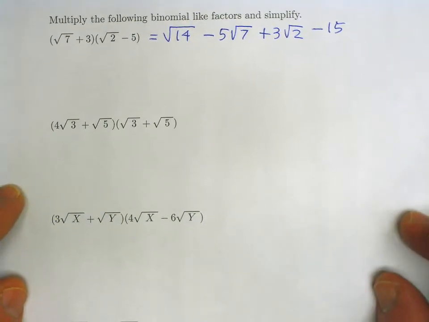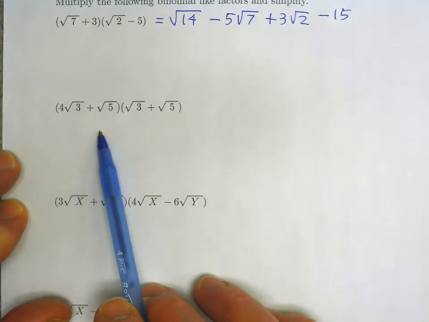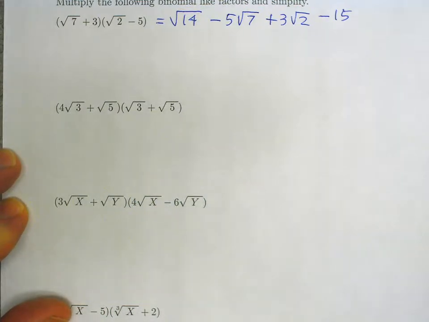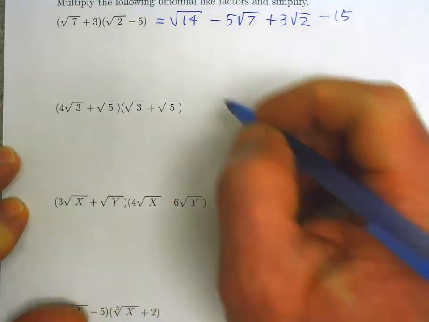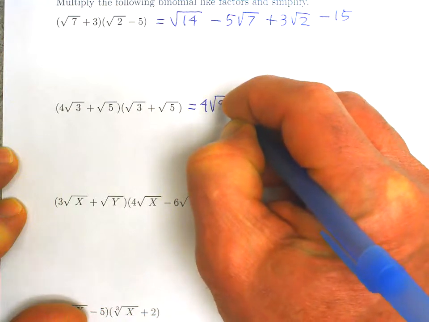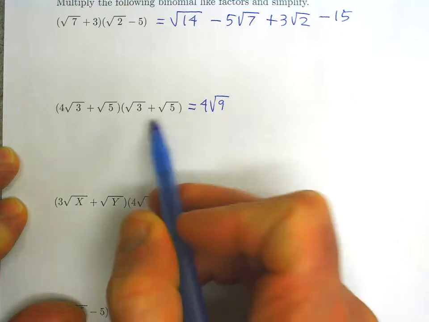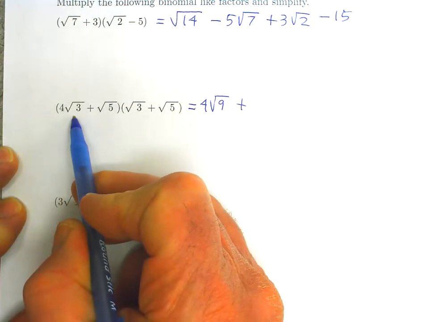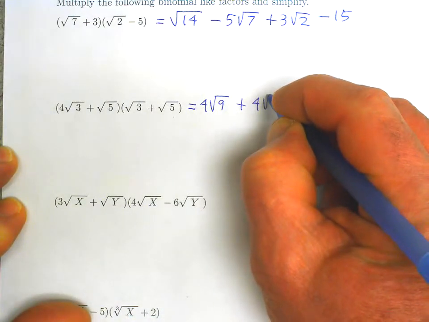Okay, in the next example, 4 times the square root of 3 plus the square root of 5, times the square root of 3 plus the square root of 5. So first multiply 4 times the square root of 3 times the square root of 3. So we'll write it as 4 times the square root of 9, because the square root of 3 times the square root of 3 is the square root of 9. Then we're going to add that to 4 times the square root of 3 times the square root of 5, which is plus 4 times the square root of 15.